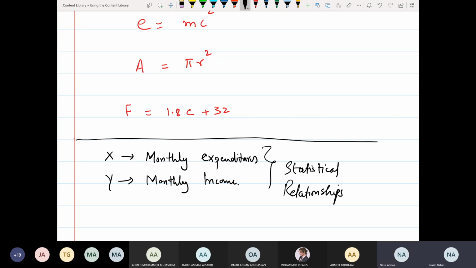When you can feel there is something theoretically between the two variables, but you don't know what it is, and you're trying to identify what it is, this is called a statistical relationship. When you try to come up with an equation that gives you the relationship between these two variables, that equation is called regression.